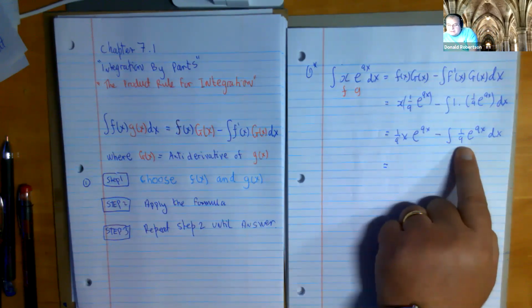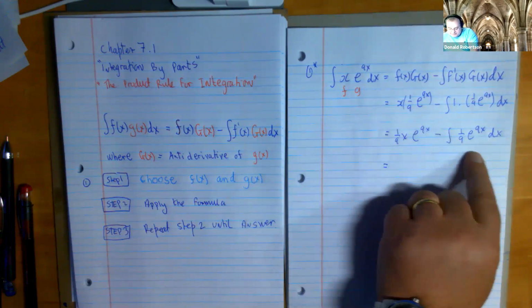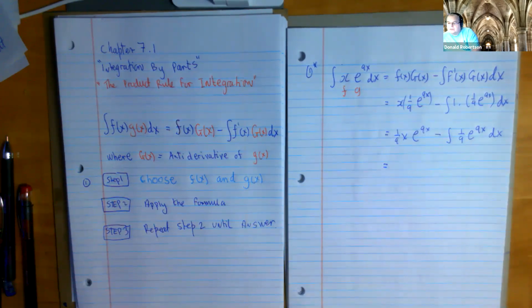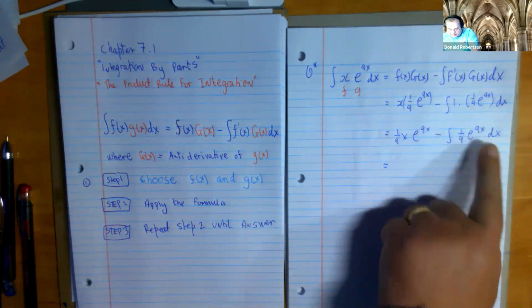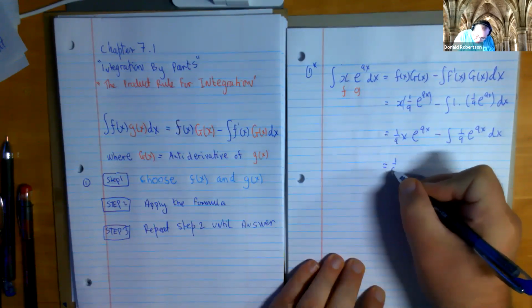Now, this fella here, right? This guy is doable now, right? I can find the antiderivative of 1/9 e to the 9x. See if we can make this happen.